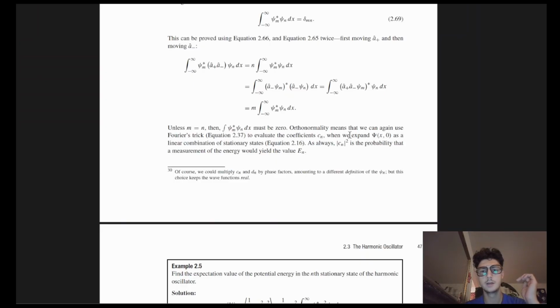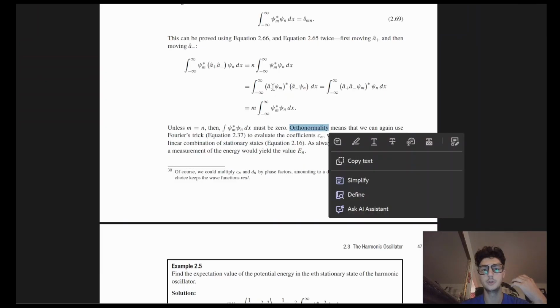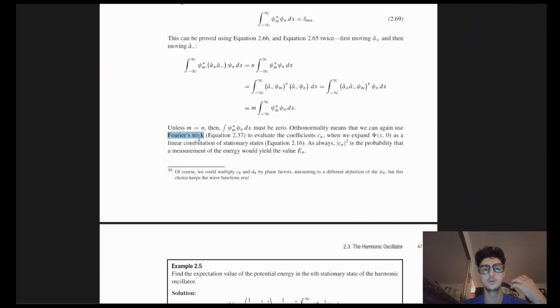Orthonormality means that we can again use Fourier's trick, equation 2.37, to evaluate the coefficient Cn when we expand psi of x at t equals 0 as a linear combination of stationary states. This is super important and it applies to anything if you have orthonormal complete solutions. If it doesn't make sense, you've got to do a bunch of problems, which we will try to do together. But just keep in mind that finding these coefficients Cn happens when you have orthonormal solutions and you use Fourier's trick and you expand the initial wave function in terms of these orthonormal basis wave functions.